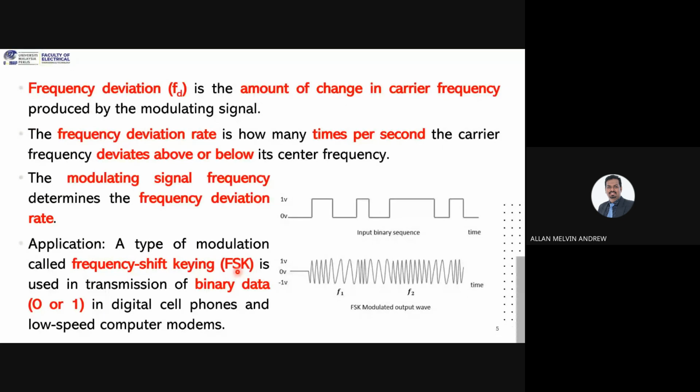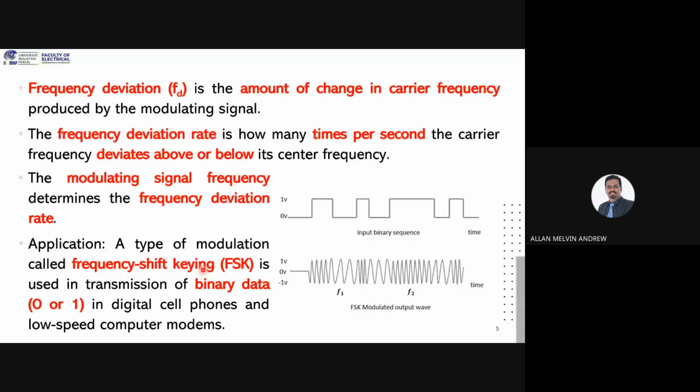It is mostly used in digital cell phones and also low speed computer modems. I don't think you all have experienced the low speed computer modems last time. We call them dial-up connections. It's connected to your phone line, so if you are using this low speed computer modem, you cannot use the phone. The phone line will be used as a modem connection. When you are using this, you can see the term frequency shift keying in your setup.